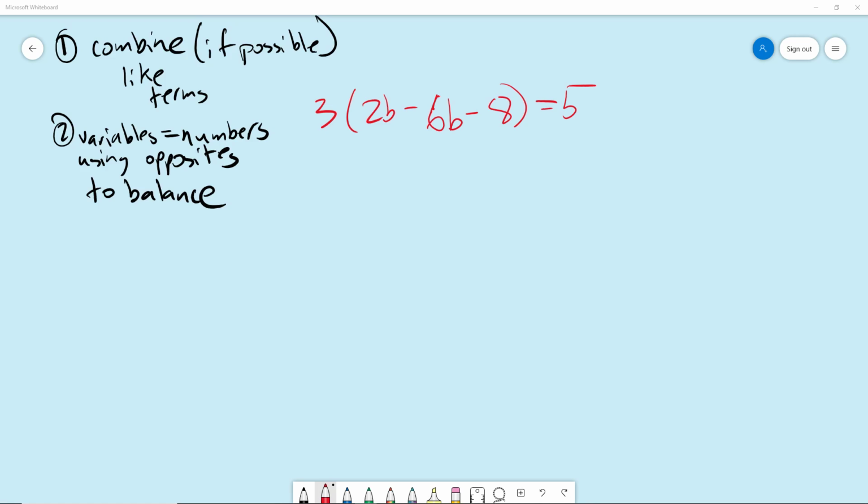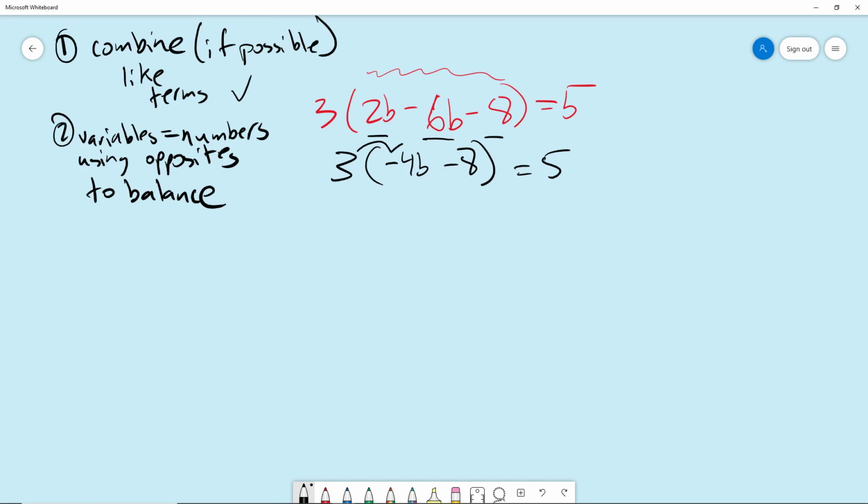So the first thing we're going to do is combine like terms if possible. So I can't do anything. I could multiply this 3 in, but first I want to check out this parentheses. Is there anything I can combine in there? Yeah, I've got a couple b's. Can't combine this -8, but 2 minus 6, make that -4b. Keep my -8 the same. Now I've still got my 3, still got my 5. So I combined. Boom.